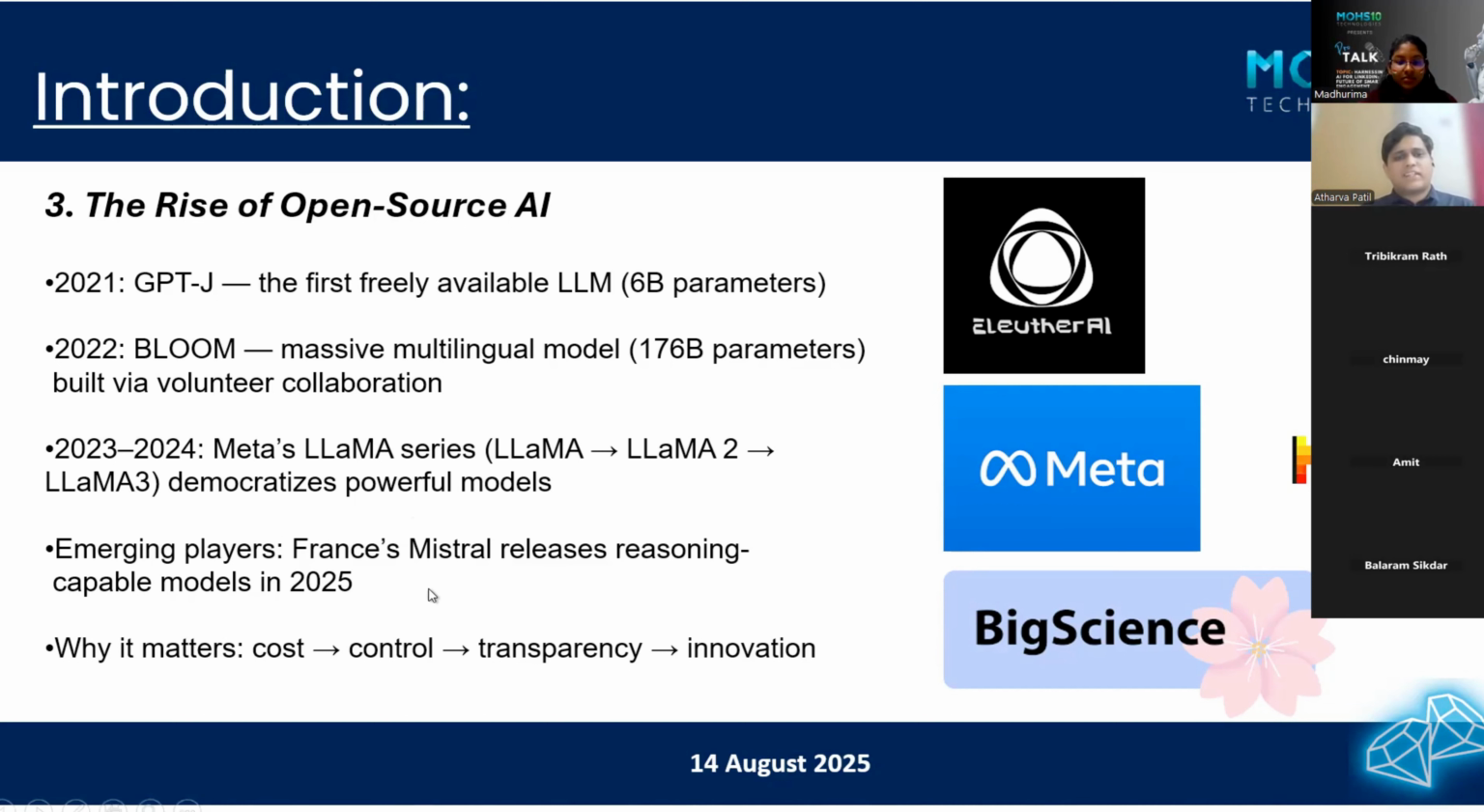Recently, the French company Mistral has released reasoning-capable models, which have high reasoning capability if we have to use them for any complex task. So we have discussed why it matters: cost, control, transparency, and innovation. We'll discuss the innovation part later.